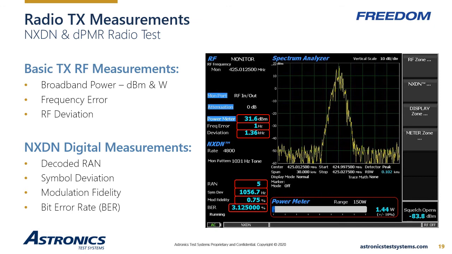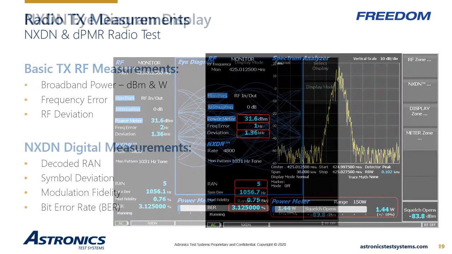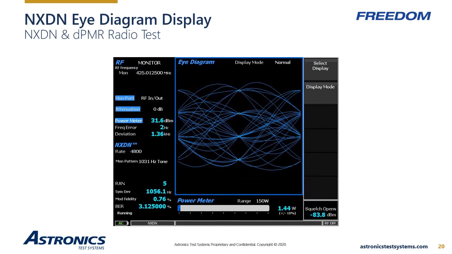There are several graphical displays that are selectable. We have the spectrum analyzer, the bar charts, or the eye diagram. Let's look at the eye diagram for a minute. The horizontal axis is time. The vertical axis is deviation. The center frequency is an imaginary horizontal line across the middle.